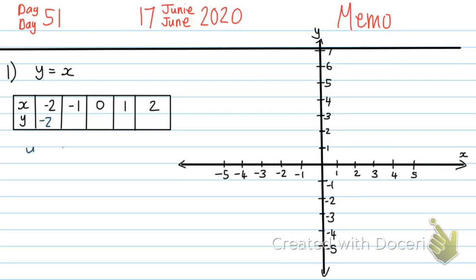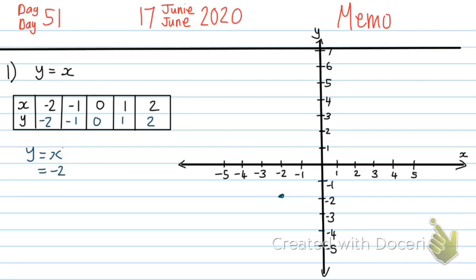Y is equal to x, so y is equal to x. If x is -2, then y is also -2. If x is -1, y is -1. If x is 0, y is 0. If x is 1, y is 1. If x is 2, y is 2. Then I start drawing them.